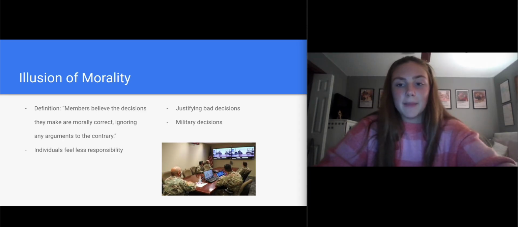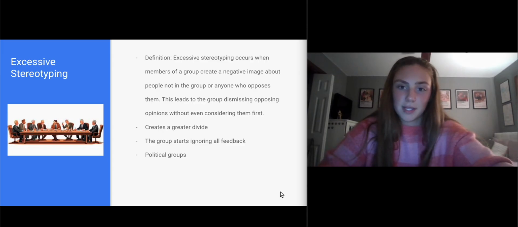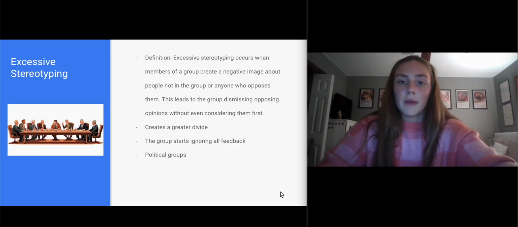Excessive stereotyping happens when group members create negative images of outsiders or critics. Anyone who disagrees with the group is viewed as wrong, unintelligent, or even dangerous. This prevents the group from considering valuable feedback. When members stereotype critics, they protect themselves from disagreement and avoid challenges to their beliefs. Instead of seeing opposing views as helpful, they see them as threats.